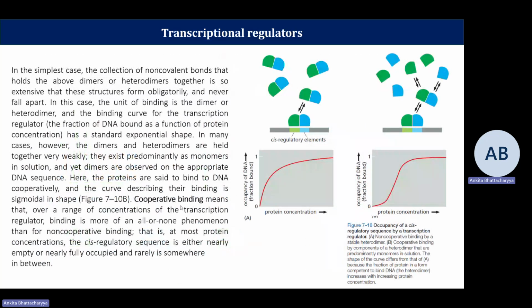In the simplest case, the collection of non-covalent bonds that holds these dimers or heterodimers together is so extensive that these structures form obligatorily and never fall apart. In this case, the unit of binding is the dimer or heterodimer, and the binding curve for the transcriptional regulator has a standard exponential shape.